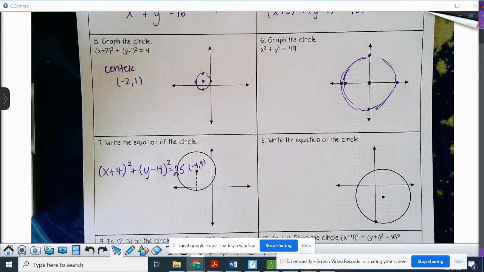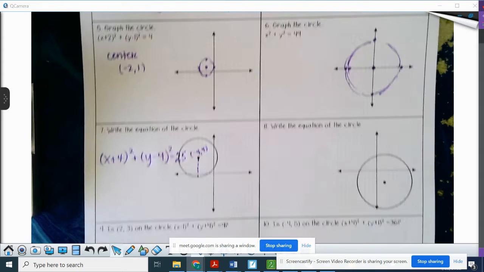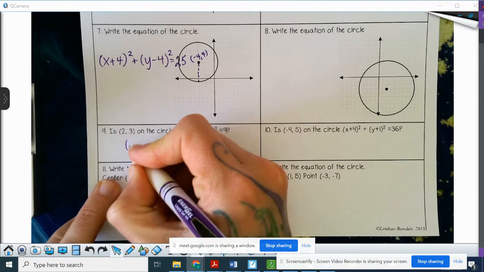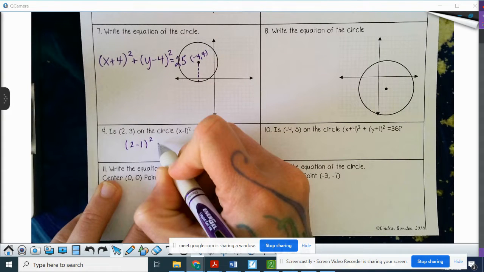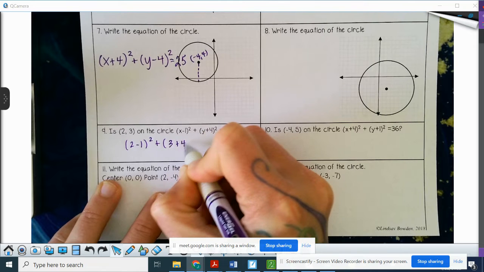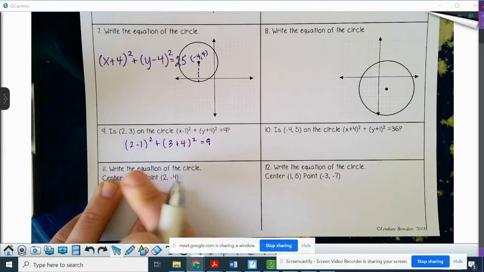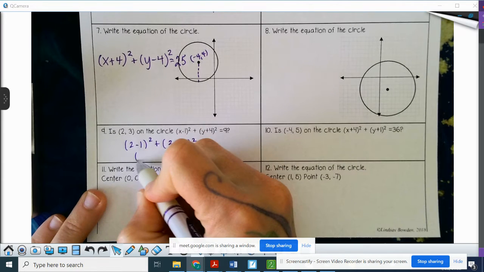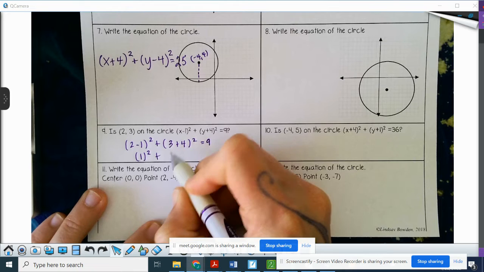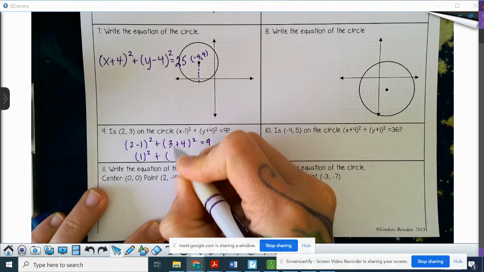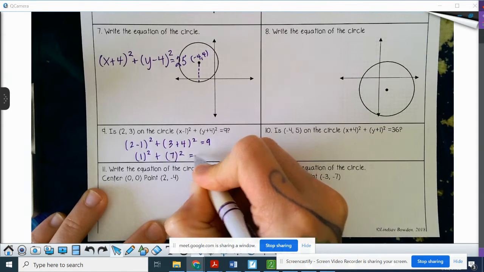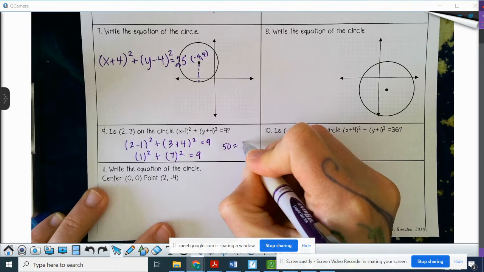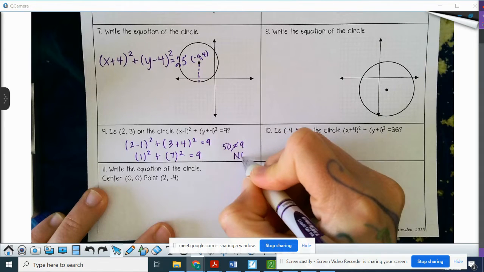So matching the graph to the equation. Is 2, 3 on the circle? That just means when I plug it in, so 2 minus 1 squared plus y is 3, so 3 plus 4 squared equals 9. When I solve this, is it going to actually equal 9? So 2 minus 1 is going to be 1, and 1 squared is 1. 3 plus 4 is 7, and 7 squared is 49. Plus 1, so that's 50. Does not equal 9, so your answer would be no.